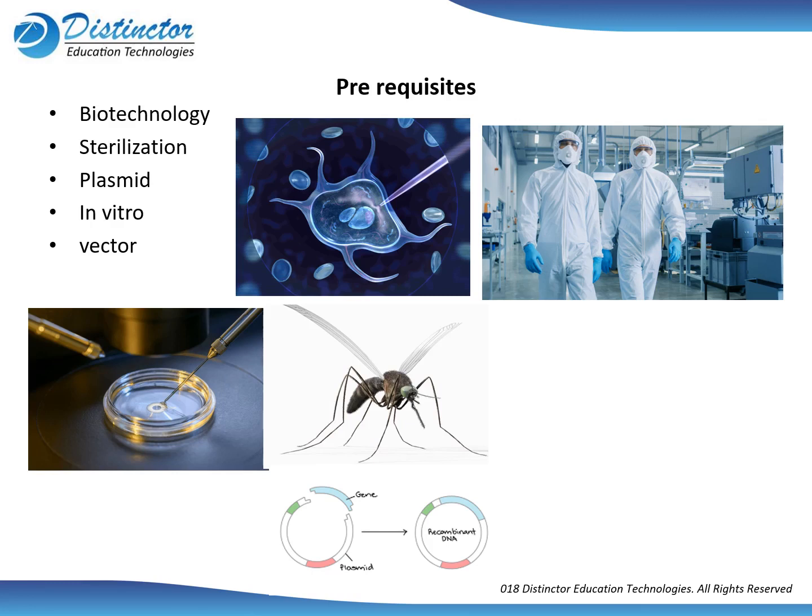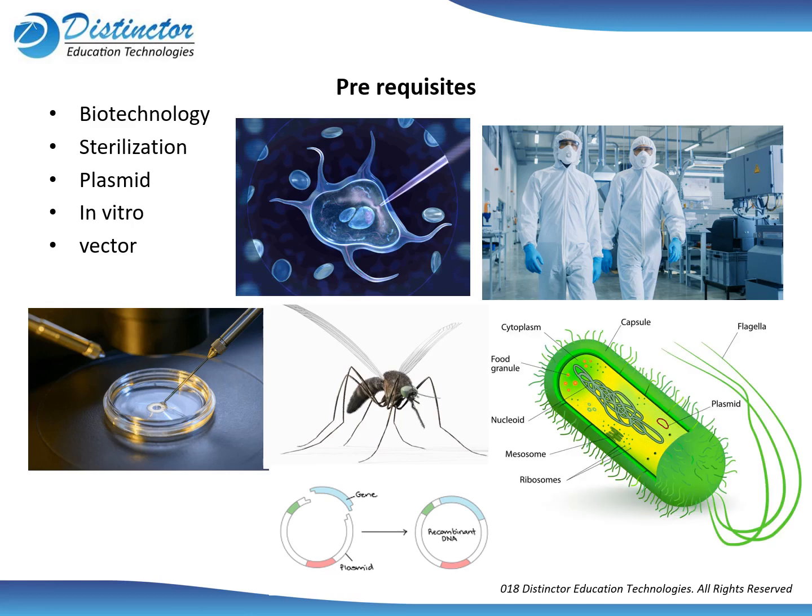The next one is a plasmid. What is a plasmid? A plasmid is an extra-chromosomal, small, circular, double-stranded DNA in a bacterial cell. It is an extra-chromosomal element present in the bacteria. The normal genetic material of the bacteria is the chromosomal DNA, whereas this plasmid is extra-chromosomal, which means it is outside the chromosome, and it has a small circular double-stranded DNA structure.